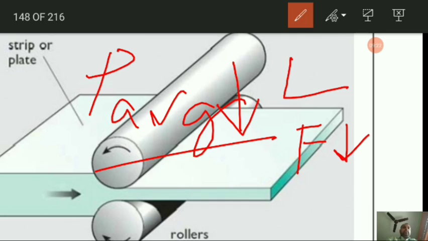which in turn can be achieved by reducing the roll diameter also. So this is the roll diameter.